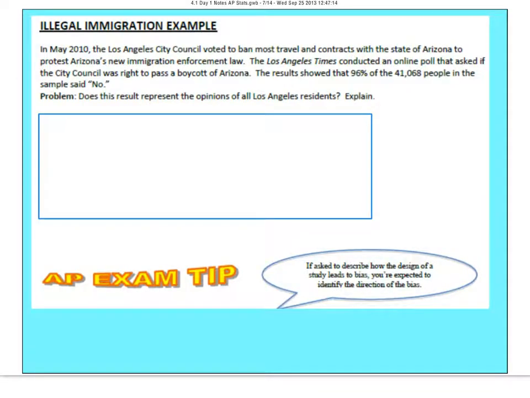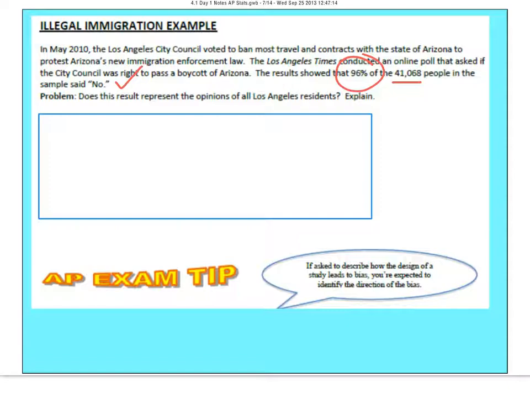Example here on illegal immigration. In May 2010, Los Angeles City Council voted to ban most travel and contracts with the state of Arizona to protest Arizona's new immigration enforcement law. The Los Angeles Times conducted an online poll and asked if the City Council was right to pass this boycott. The results showed that 96% of the 41,068 people in the sample said, no, it is not right to pass this. Does this result represent the opinion of all Los Angeles residents?